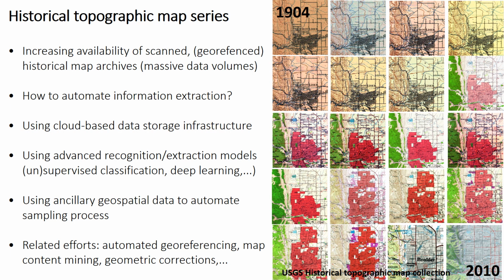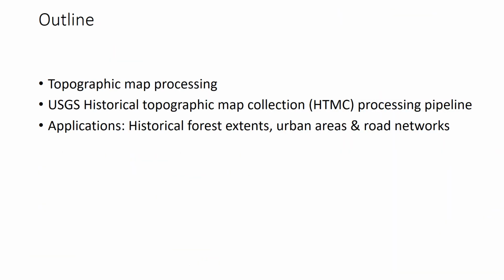Related efforts that people are working on are the development of methods for the automated georeferencing of maps, for the map content mining, and also for geometric corrections that can be applied automatically to maps, such as the alignment of historical maps to contemporary vector data. These are the recent trends in topographic map processing.